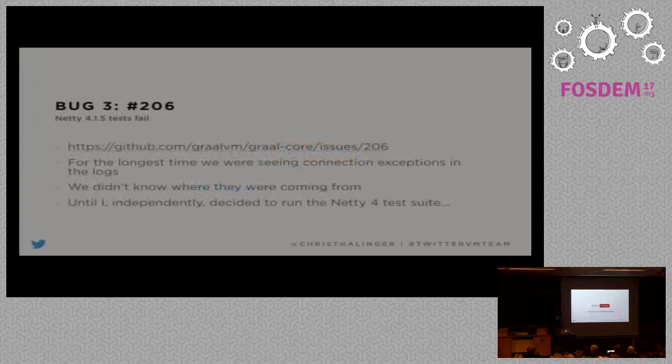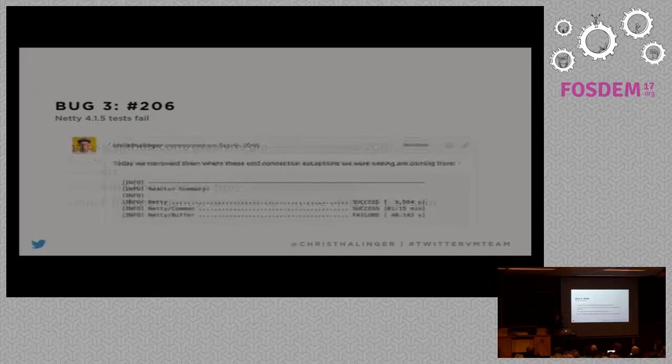This one was annoying too. I renamed it later when I figured out actually what it was. But this is what happens. We saw these weird exceptions flying by, tons and tons of I/O exceptions, and I couldn't figure out why. And so someday I decided to run the Netty4 test suite. Someone told me some of our services have just upgraded from Netty3 to Netty4, and I thought, okay, I'll run the test suite, why not? And this is what happened.